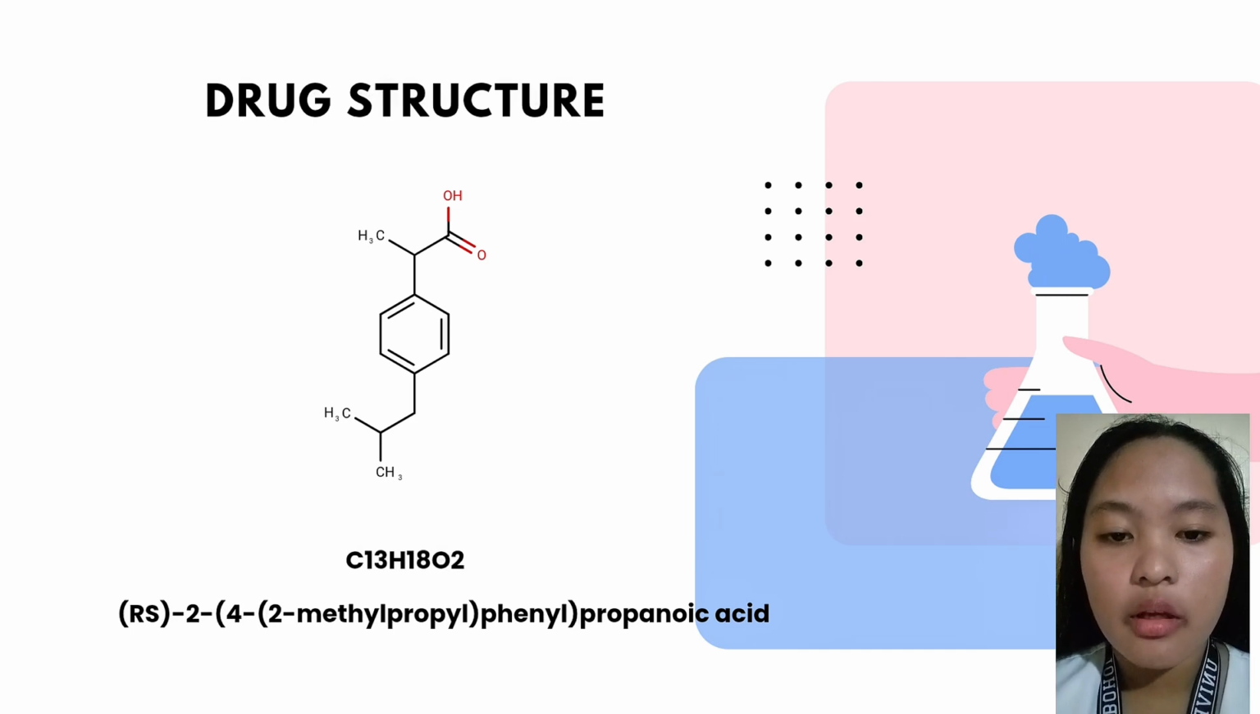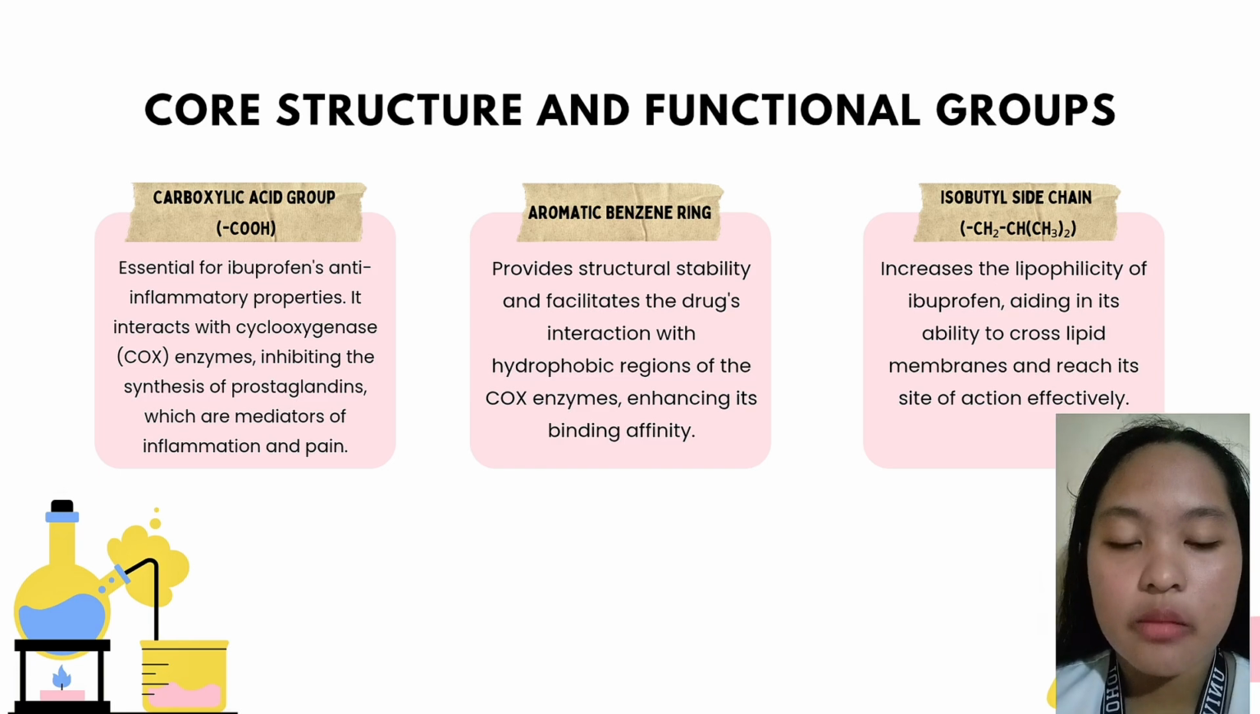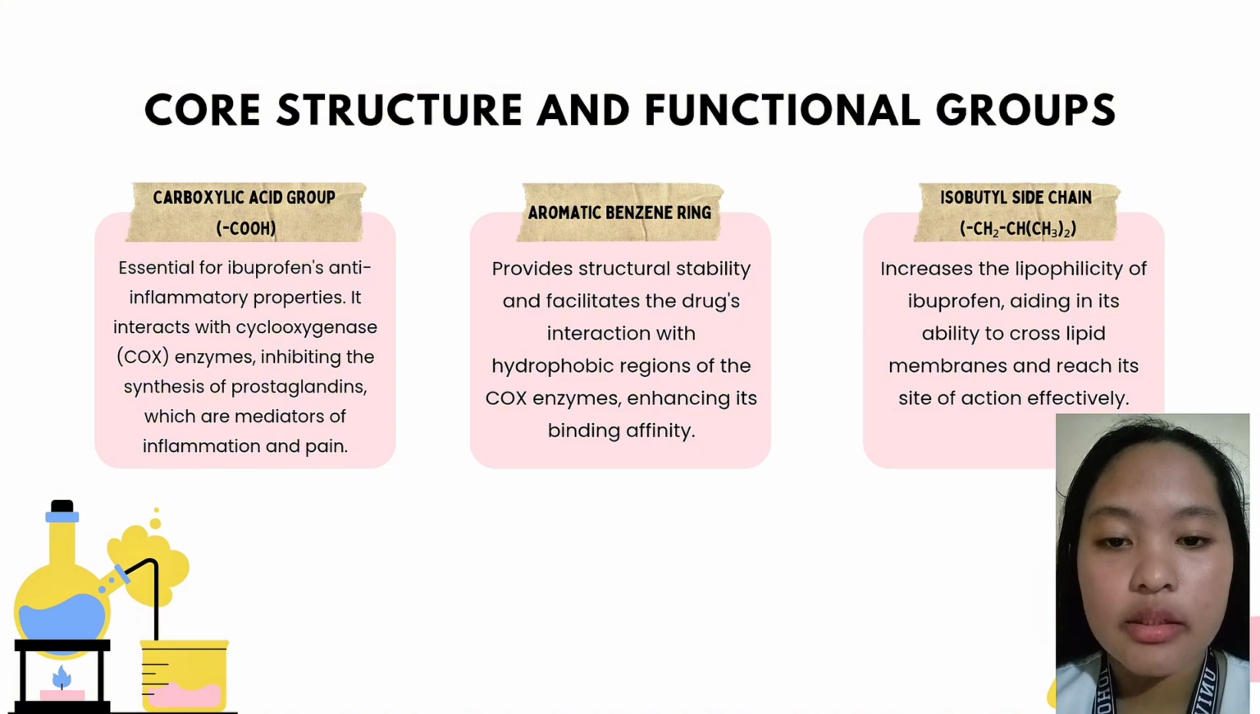(RS)-2-(4-(2-methylpropyl)phenyl)propionic acid. Then we have core structure and functional groups. First, we have the carboxylic acid group. It is essential for ibuprofen's anti-inflammatory properties. It interacts with cyclooxygenase or COX enzymes, inhibiting the synthesis of prostaglandins, which are mediators of inflammation and pain.